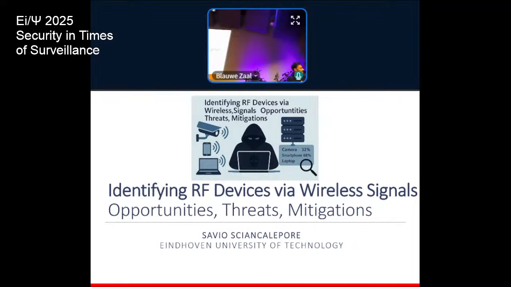Okay, another go. So next we have Savio from the security group here in Eindhoven, and he will talk about identifying radio frequency devices via wireless signals. And I think he will talk a bit about the dark side of a generally useful technology that also allows you to be spied on.